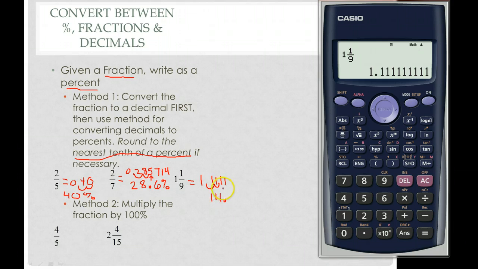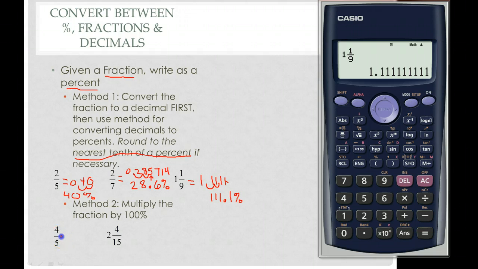And then I just want 1 place after the decimal. Do I round this up or down? I round it down since the 1 is less than 5. So this one crosses off, and I just leave the 1 alone. So this is 111.1%. Now the second method is to multiply your fraction by 100%.